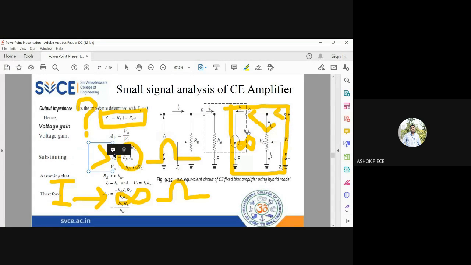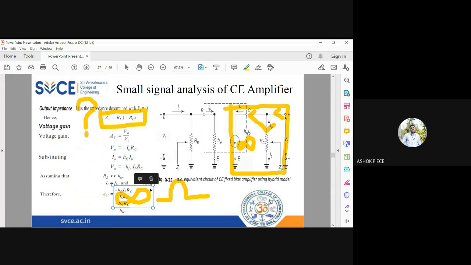You cannot blindly write RC at the output side. How are we getting the output resistance as RC? Because it is RC parallel to infinity. How did this infinity come? An ideal current source will have infinite resistance. Is it clear how we are getting the output impedance value? You have to always consider the effect of the current source here.